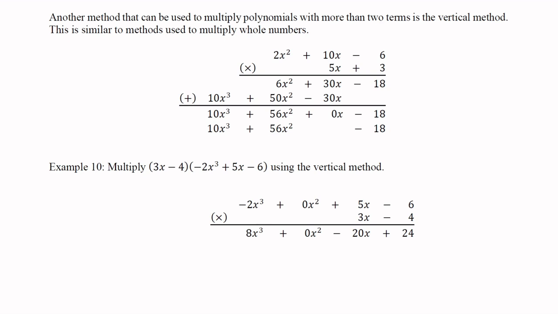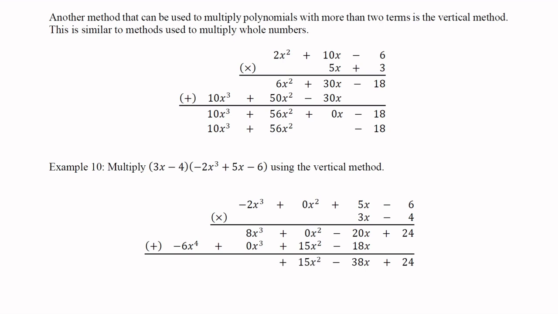Now we move on to our 3x. 3x times negative 6 is negative 18x. 3x times 5x gives us 15x squared. 3x times 0x squared gives us 0x cubed. And then 3x times negative 2x cubed gives us negative 6x to the fourth. Now we add together everything and get 24, negative 38x, plus 15x squared, positive 8x to the third, and negative 6x to the fourth. And that is our final answer.